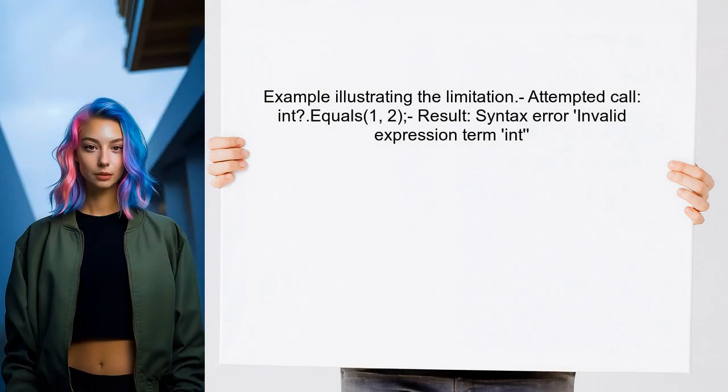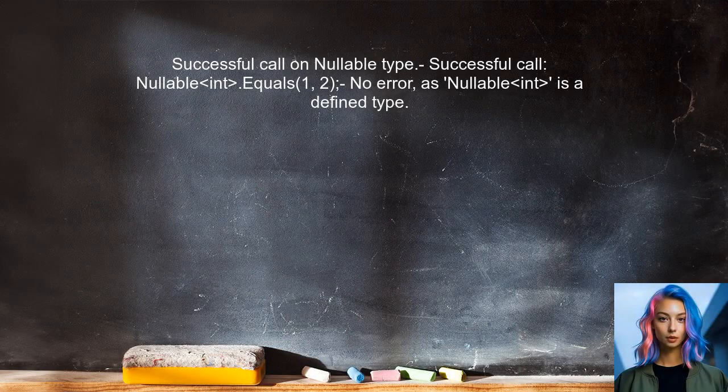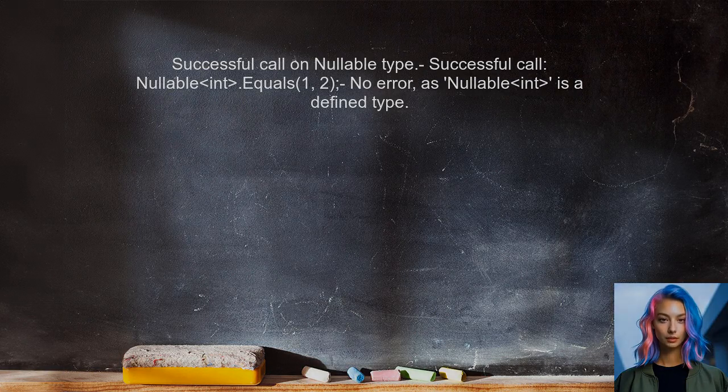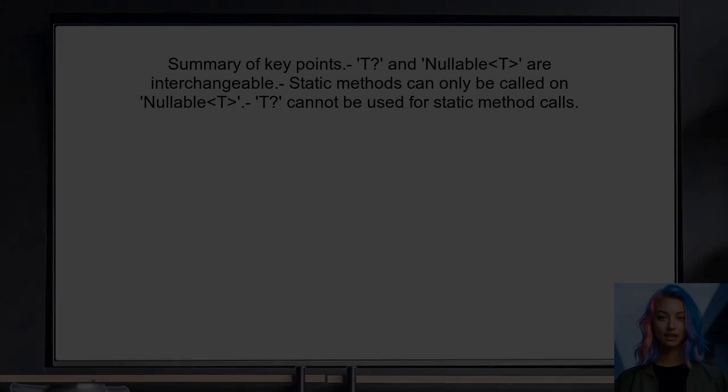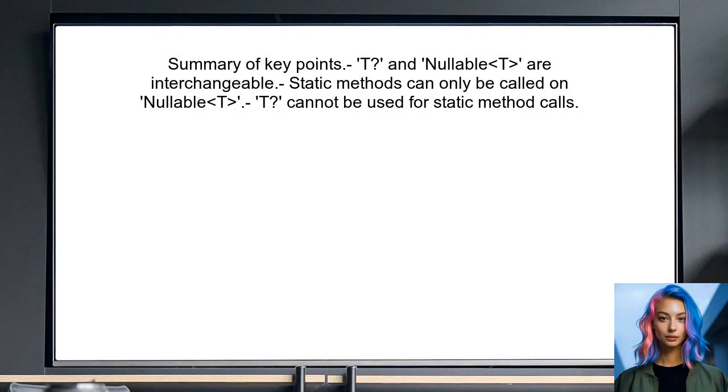Now let's look at an example to illustrate this point. When the user tries to call a static method on int?, they encounter a syntax error. In contrast, calling a static method on Nullable<int> works perfectly fine. This is because Nullable<int> is a defined type with static members. In summary, the user should remember that while T? and Nullable<T> are interchangeable in many contexts, they behave differently when it comes to static method calls.